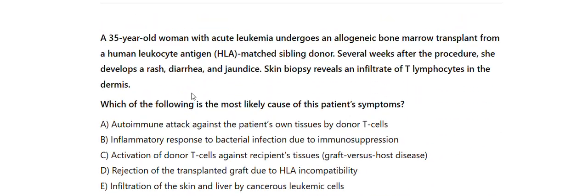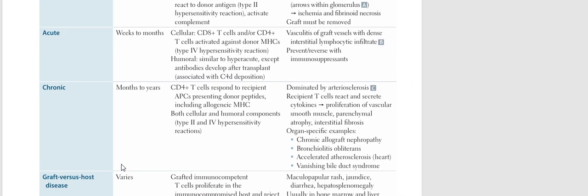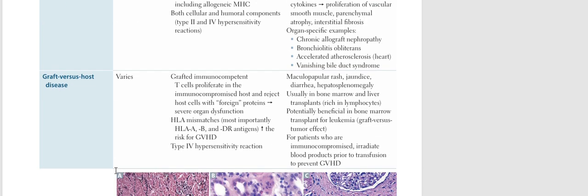Here's a graft versus host disease, GvHD, USMLE style question for you. A 35-year-old woman with acute leukemia undergoes an allogeneic bone marrow transplant from a human leukocyte antigen, HLA, matched sibling donor. Several weeks after the procedure, she develops a rash, diarrhea, and jaundice. Skin biopsy reveals an infiltrate of T lymphocytes in the dermis. Which of the following is the most likely cause of this patient's symptoms?